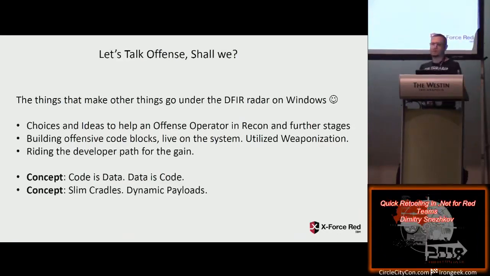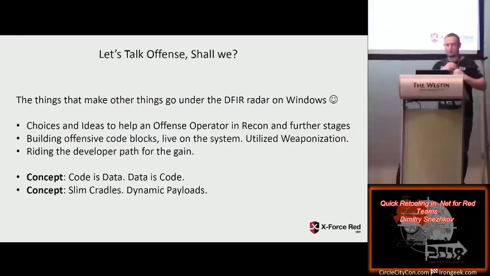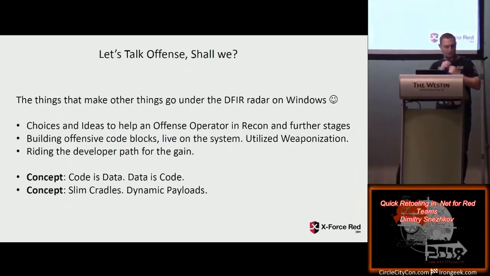Okay, so let's talk offensive things, right? Things that basically make other things go under the detection radar on Windows. We're going to look at it from the offensive operator, red team operator perspective, and look at the system and some of the pain points that we have as a red team operator to overcome defenses. So we'll talk about some ideas. We'll build things, or at least attempt to build things with code blocks, and we're going to do this on a live system.